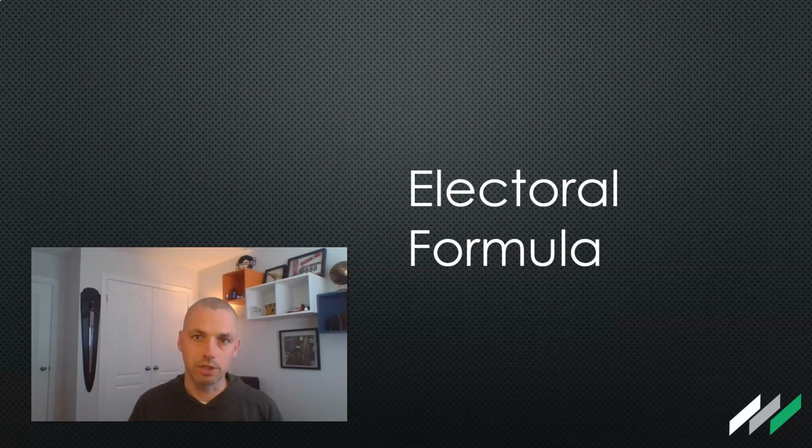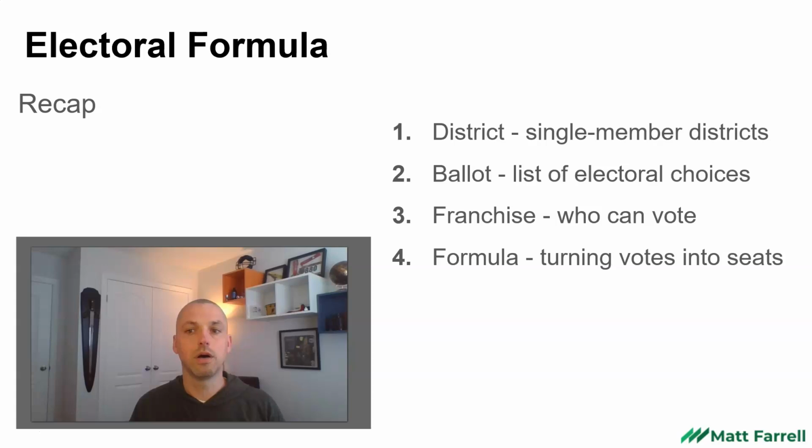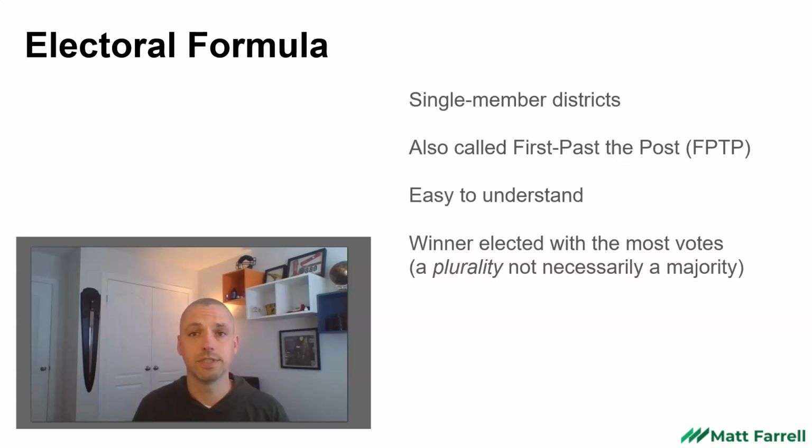In this video, we're going to look at Canada's electoral formula. If we recall, we've looked at the district magnitude, the ballot, providing a list of electoral choices, and the franchise, the determination of who can vote. Last is the formula. Once you count all the votes, how do you turn those into seats in a legislature? And that can vary depending on the type of system.